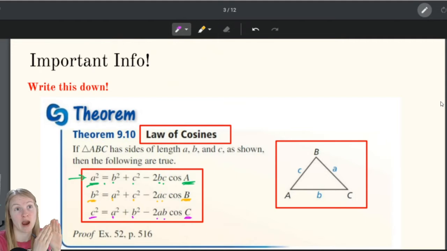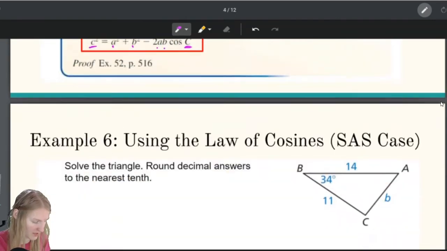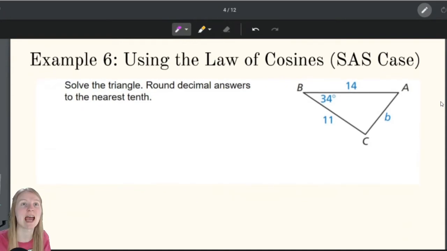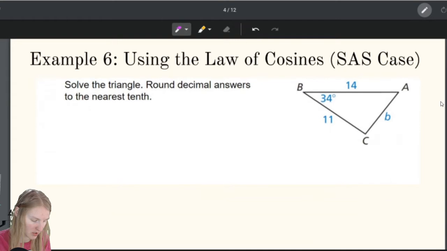Yeah, if you want to know how this works or why this works, we can definitely talk, but I'm not going to cover that explicitly in this video. Alright, moving on, straight to the examples. We are going to look at the SAS case first. So this is where I have a side, an angle, and a side. I don't have anything else.